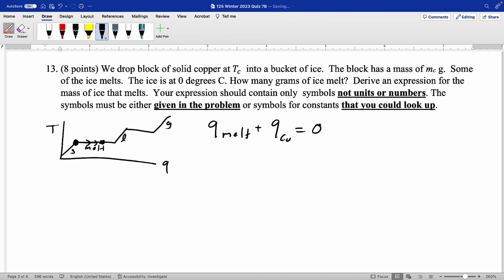So the block is solid copper, and we're going to drop it into ice. So we can't melt the copper. All we can do is cool it down, right? So it's going to remain solid. So we can't use this equation because the Q's are not in the problem statement.